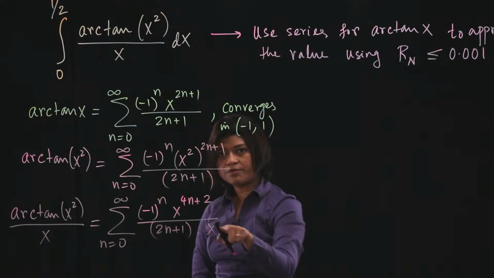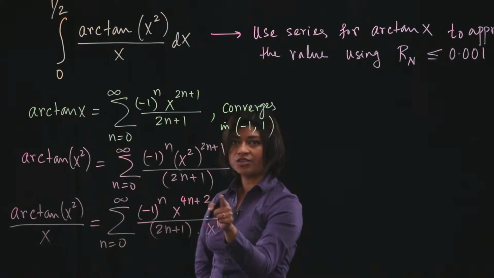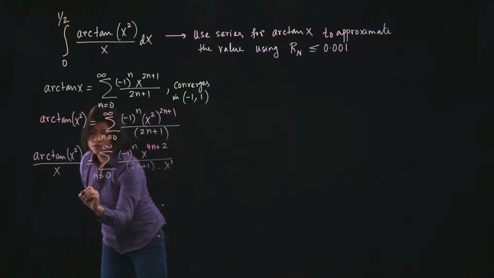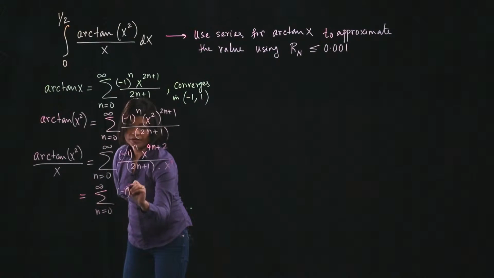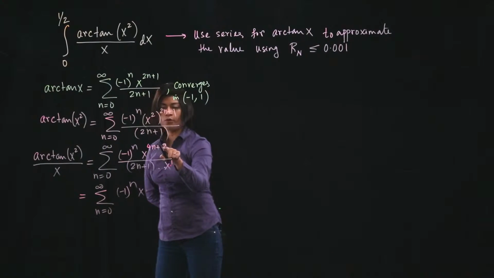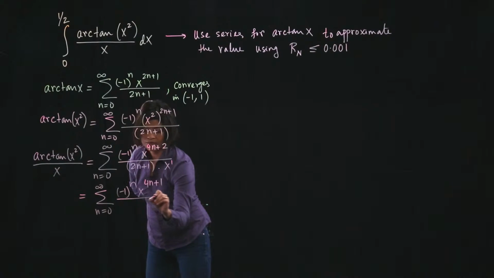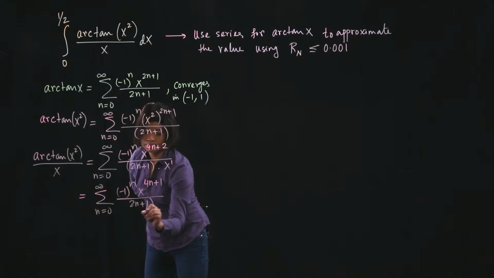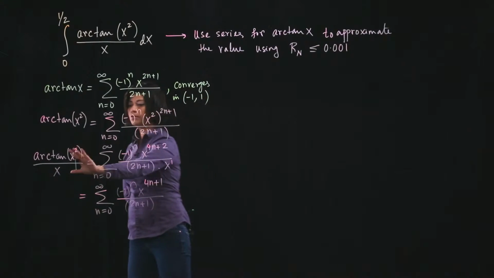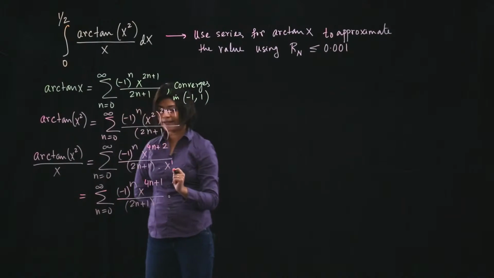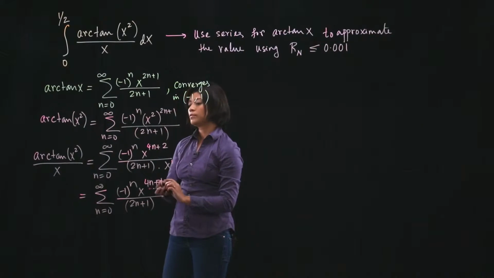Since we have common base, both numerator and denominator, and this x has a power 1, you can just subtract their exponents. So the series simplified form will be -1 to the n x to the power 4n plus 2 minus 1, so 4n plus 1 divided by 2n plus 1. So this is the infinite series for the function arctangent x squared divided by x. And we have to integrate this function, which means we will integrate the series.